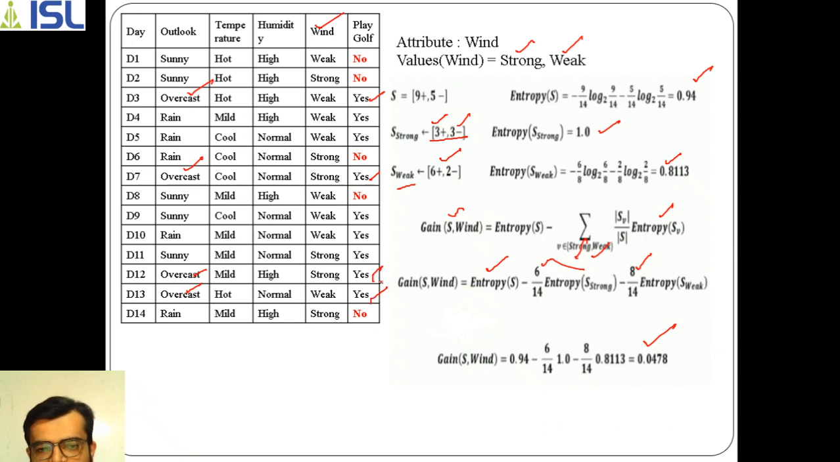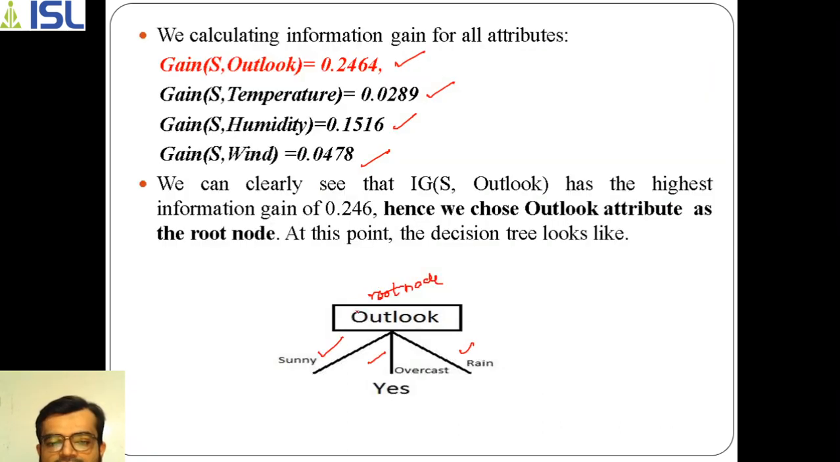So therefore, for every overcast you will get only positive values. So there are no negative values in that. That means directly you can say there is no need to decide what we have to select, either yes or no, because all are yes. So simply I can put overcast as yes.